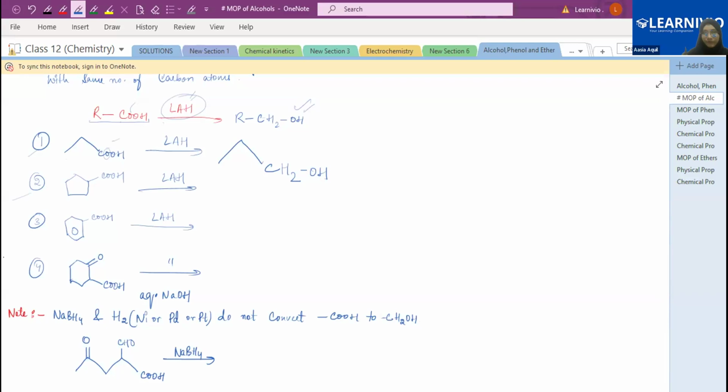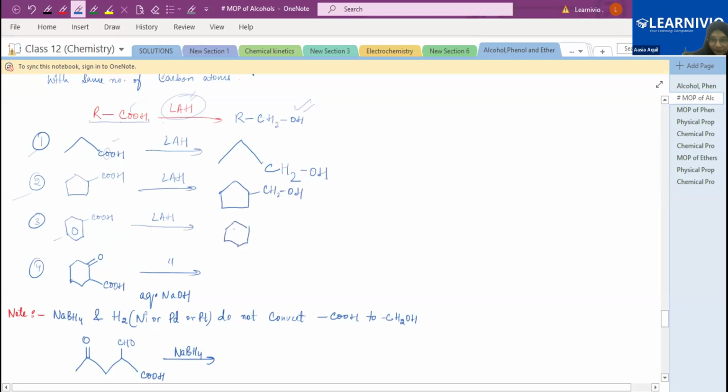In place of COOH, CH2OH. Good. CH2OH. This one, the third one, is the same. In place of COOH, CH2OH. Okay, now the fourth one. Anisa will tell me. What will be the product in the fourth one, Anisa?